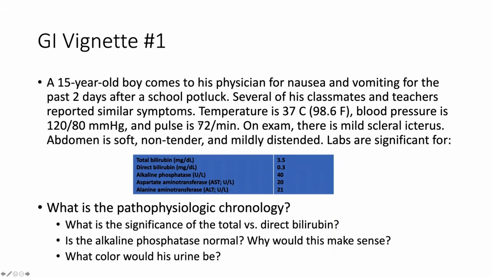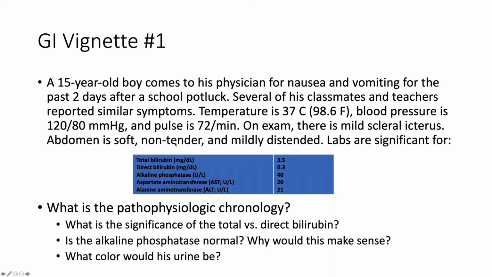So the real big one is that his heart rate is normal. On exam, there's mild scleral icterus. So now you're thinking, he's got nausea, vomiting. Up until this point, obviously you have no clue that this would be Gilbert, but this would be the first clue. Scleral icterus, so he's got jaundice. Honestly, you might be thinking hepatitis. I probably would have been thinking hepatitis. And the abdomen is soft, non-tender, and mildly distended.